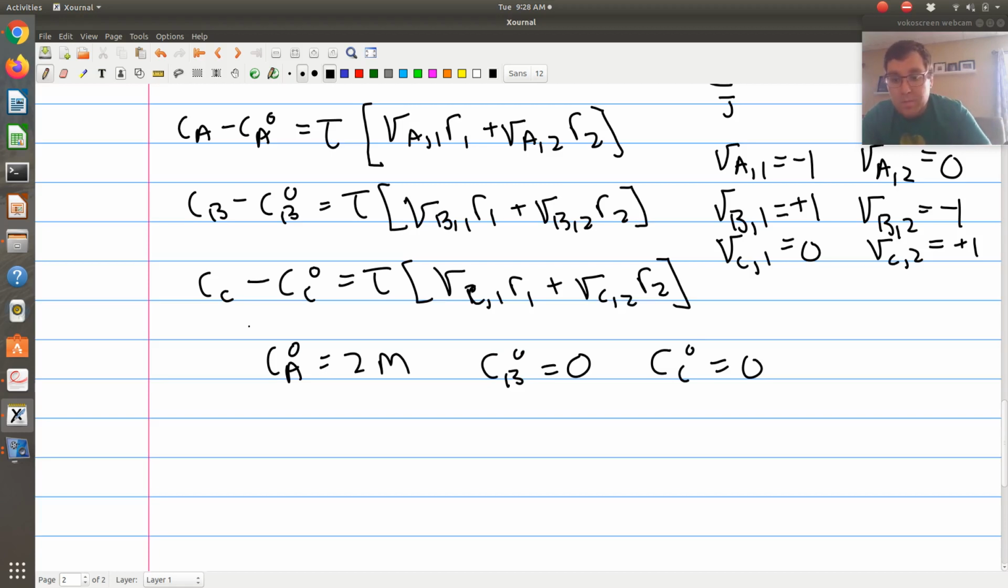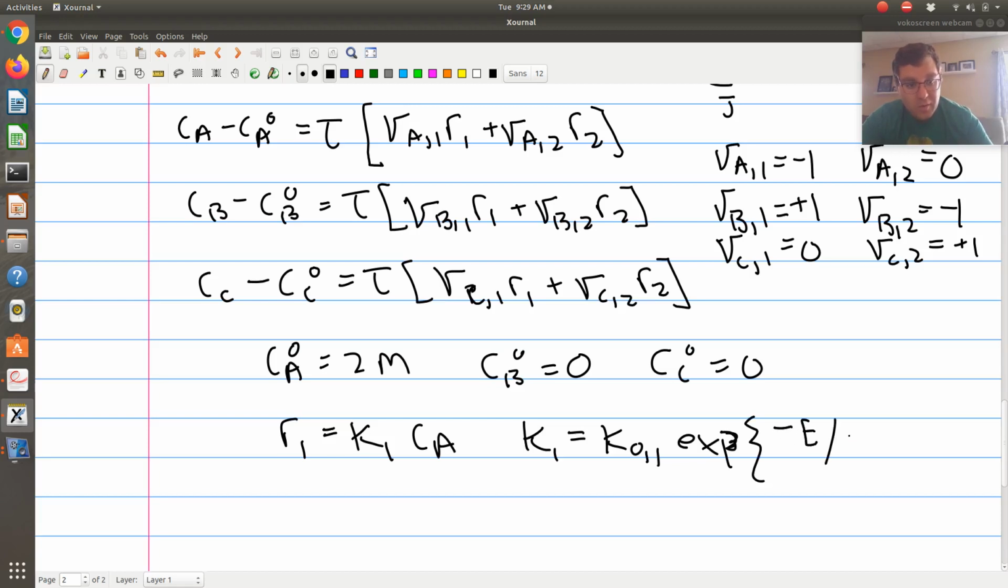When it comes to R1, it's the same reaction that we had in the example problem. R1 is going to be K1 Ca; it's first order in A. I write a subscript 1 now for R and K, because these are my general rate expression and rate constant for reaction 1. K1 is going to be computed just like before: K01, my pre-exponential term for reaction 1, times the exponential of negative E over RT.